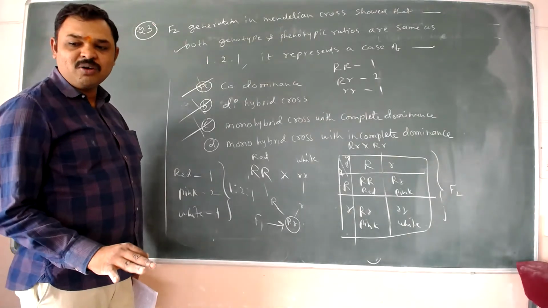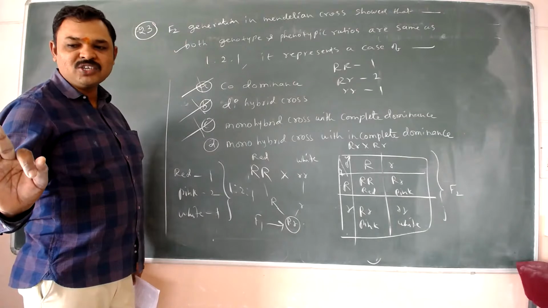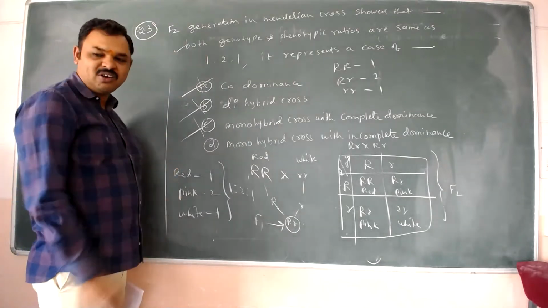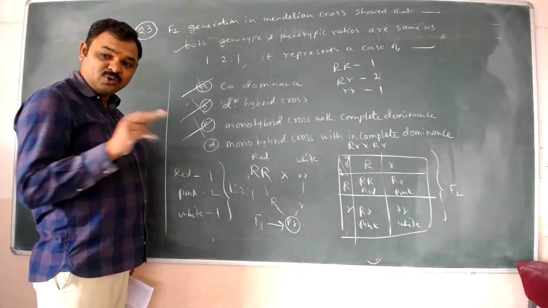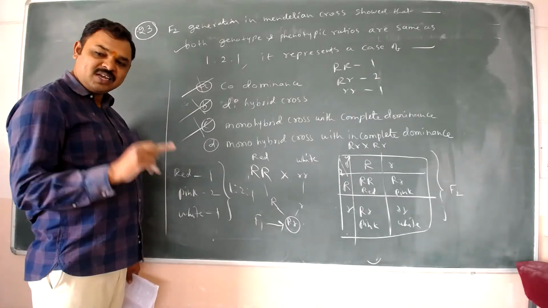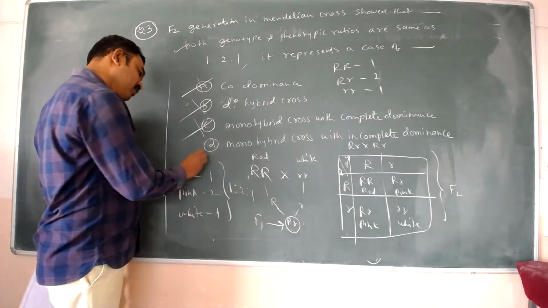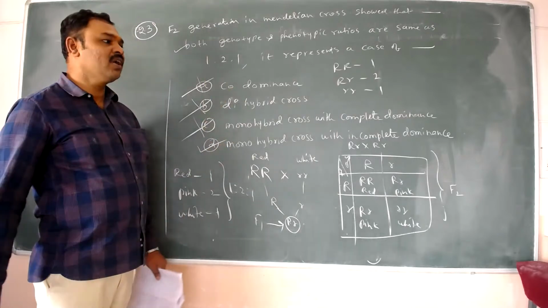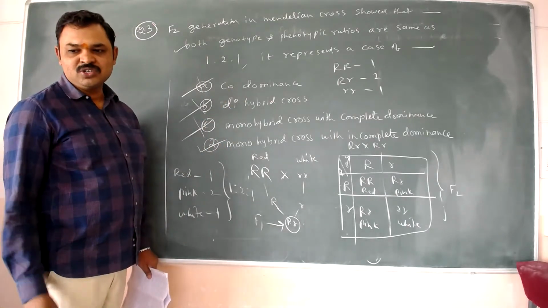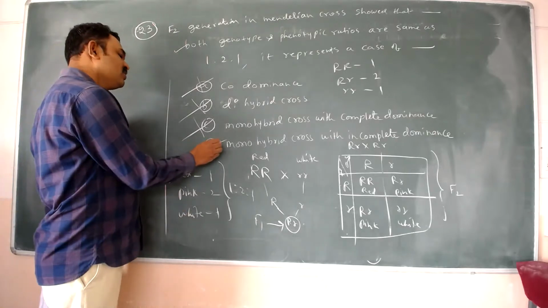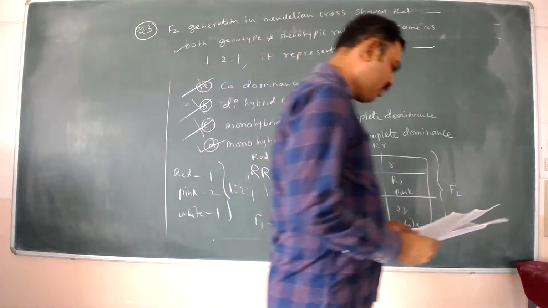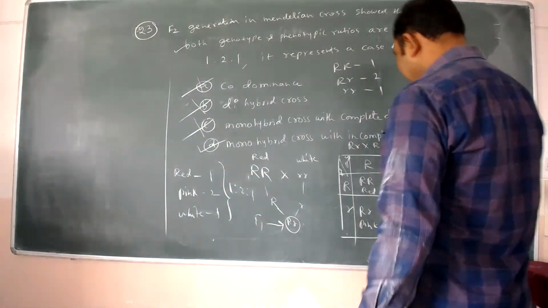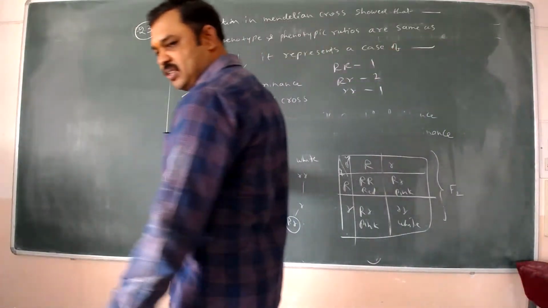In incomplete dominance, 4 plants only coming means monohybrid cross, 16 plants coming means dihybrid. So having the same phenotypic and genotypic ratio of 1:2:1 is a monohybrid cross with incomplete dominance. So the answer to this question is D, incomplete dominance. Snapdragon plant we can also see here.